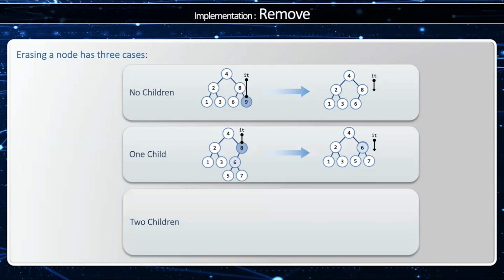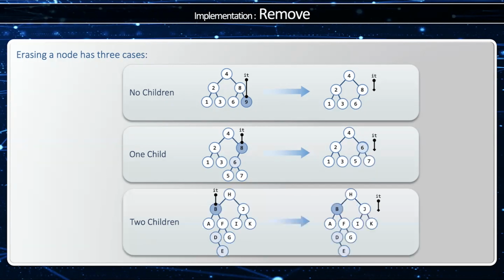The final case, I have two children. In this case, I want to erase node B, and B has both children A and F. In order to do this, I first have to find the in-order successor. The in-order successor is next in sort order, which is, I'm going to go for the right child and then as far left as I can.